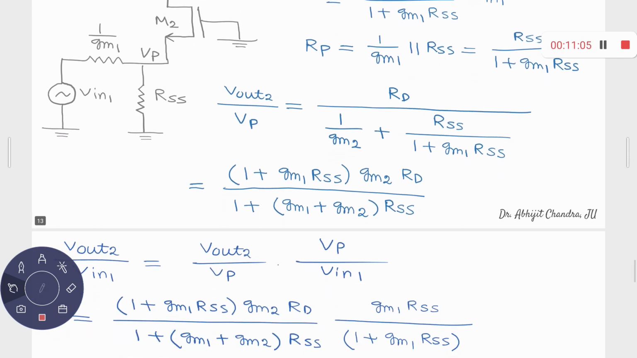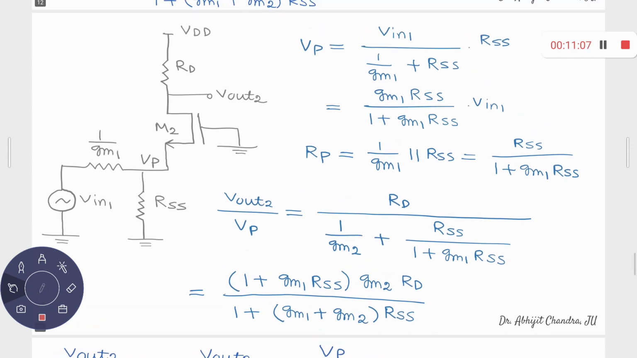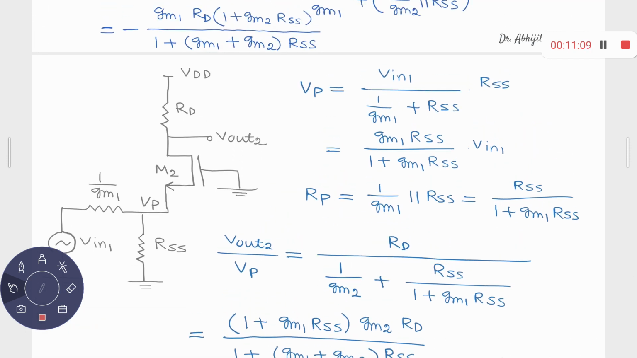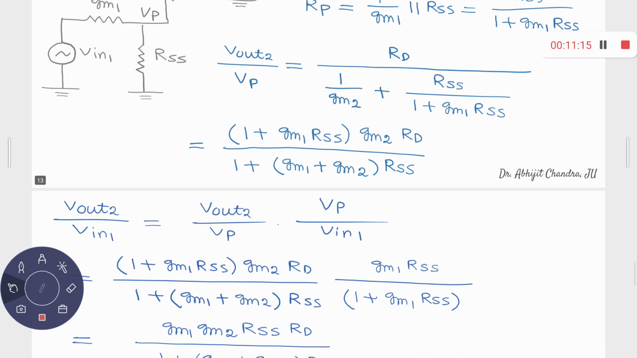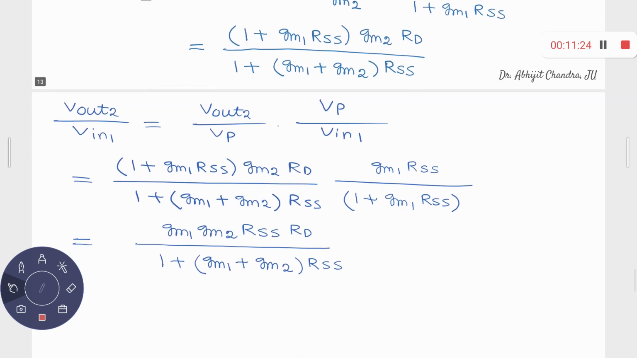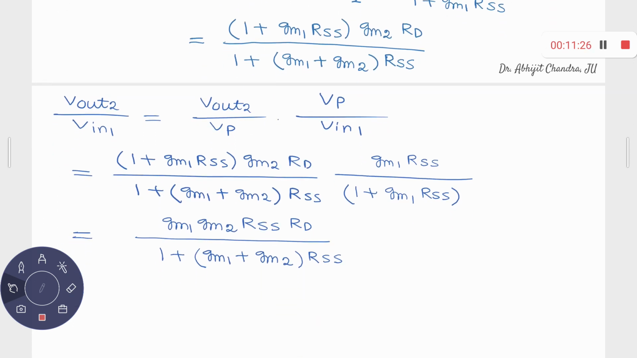So we have got V out 2 upon Vp, and we are interested in finding out V out 2 upon V in 1. We already got Vp upon V in 1, that expression. So your V out 2 upon V in 1 is nothing but V out 2 upon Vp multiplied with Vp upon V in 1. If you simply substitute those values, then what you get is this expression: GM1 GM2 RSS RT upon 1 plus GM1 plus GM2 RSS. That is the expression for V out 2 upon V in 1. So you already got V out 1 upon V in 1, and this time V out 2 upon V in 1, right?